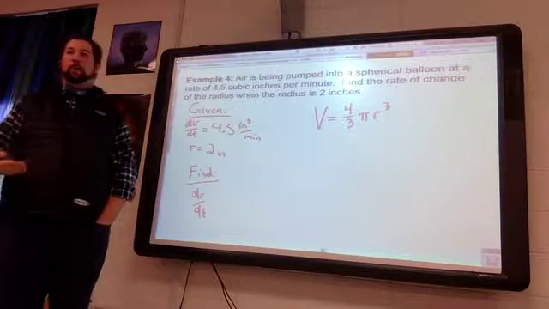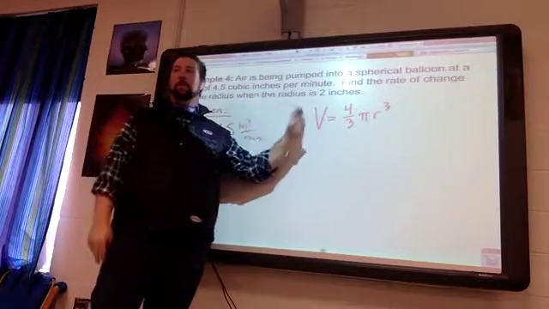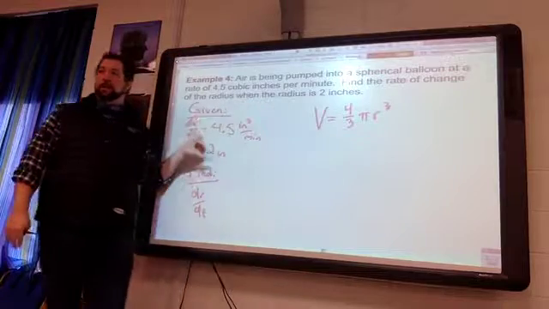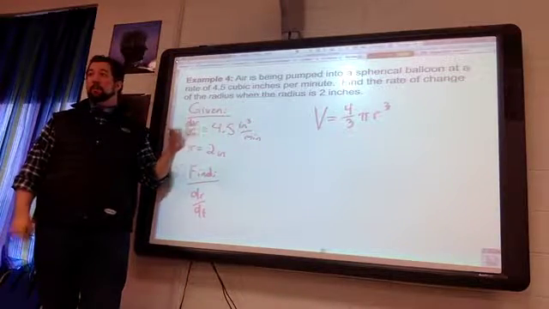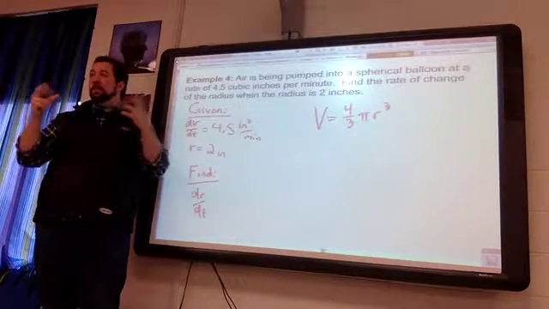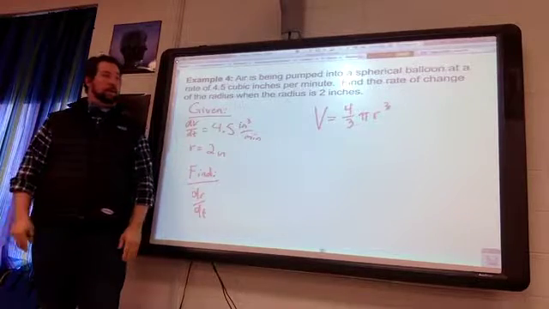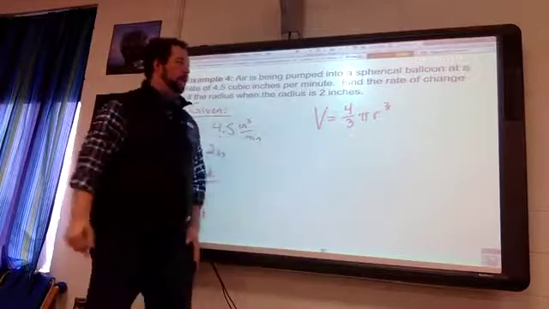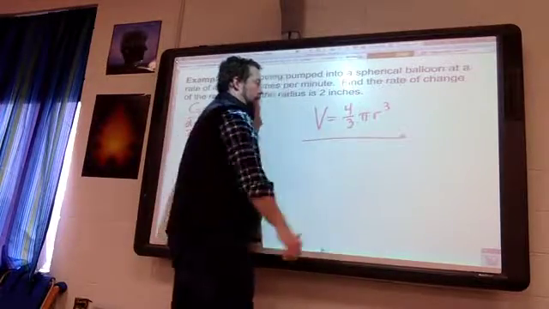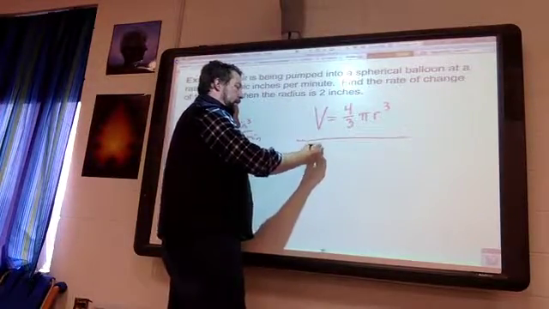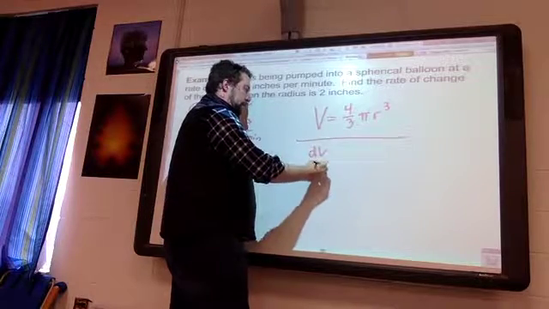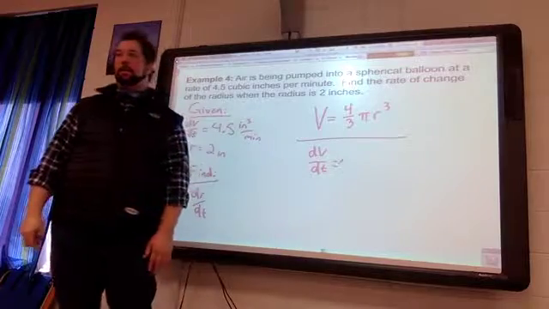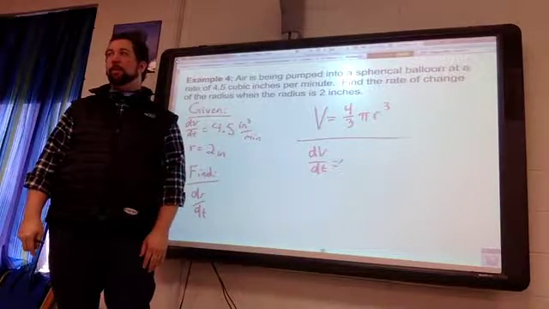All right, so we look at our equation. Our only variables here are volume and radius, and they're both changing, right? The balloon is changing volume, and so is the radius. So none of those are constant. But it's nice because we don't have to worry about a product rule. Can we take the derivative of that? Derivative of V is going to be dV/dt. The 4/3 and the pi are just constants, so we really just have to worry about r cubed.